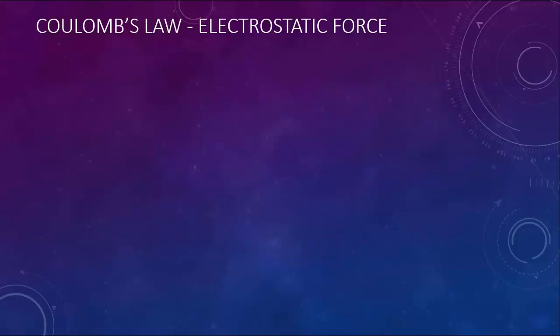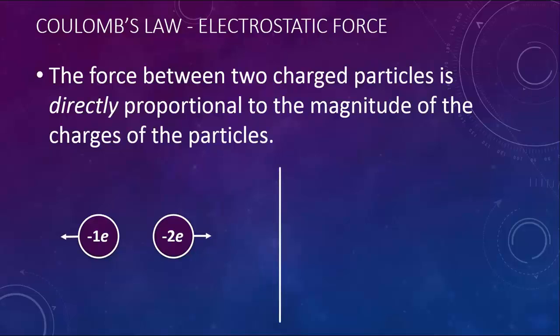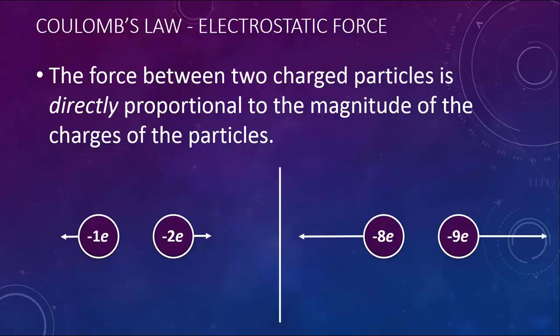The strength of this attraction or repulsion is determined by Coulomb's law. This is an equation that allows us to calculate the strength of the electrostatic force. Coulomb's law states that the force between two charged particles is directly proportional to the magnitude of the charges of the particles. So here we have two objects. One is negative 1 elementary charge and one is negative 2 elementary charges. Since they have the same charge, these two objects will repel each other. However, if we had two other objects of negative 8 elementary charges and negative 9 elementary charges, these will also repel, but since they have more charge, they will repel more strongly.